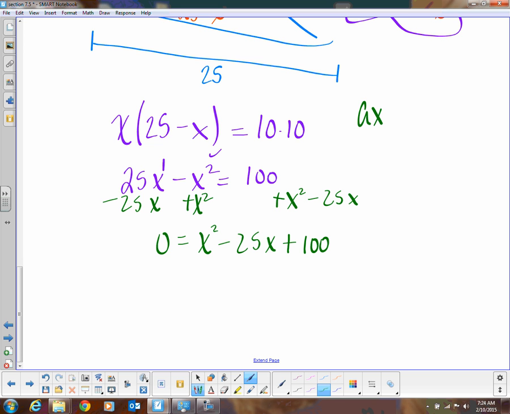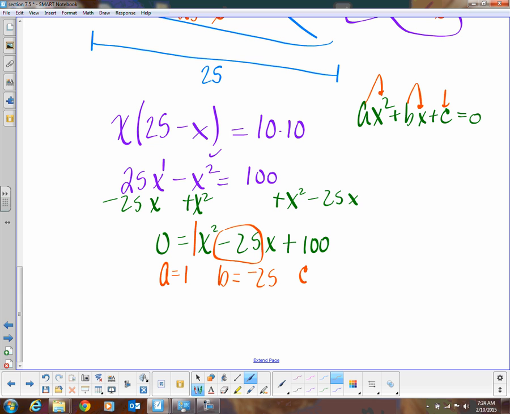Now, ax squared plus bx plus c equals 0 is what we need for the quadratic formula. A is with the squared term, B is with the x term, C has no x at all. So that means this is a 1. That means A is 1. B is the one with the x term. It's negative 25, and therefore C is 100.